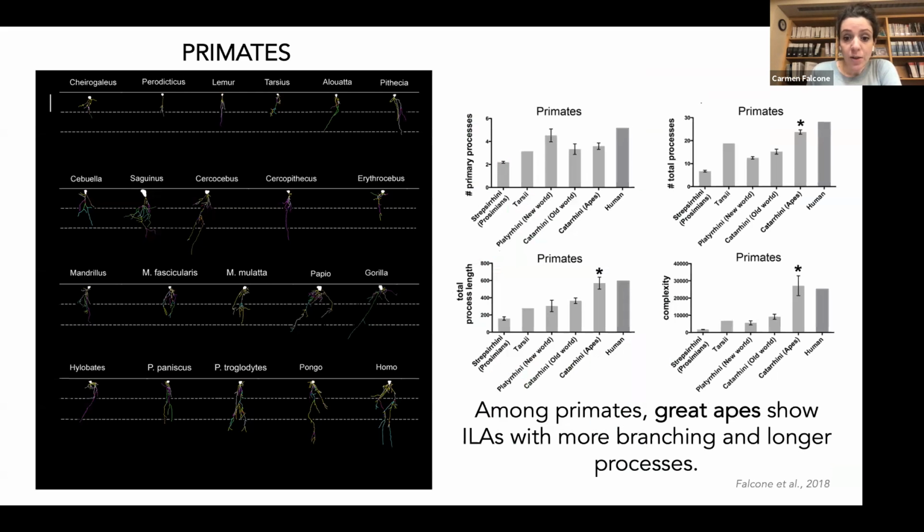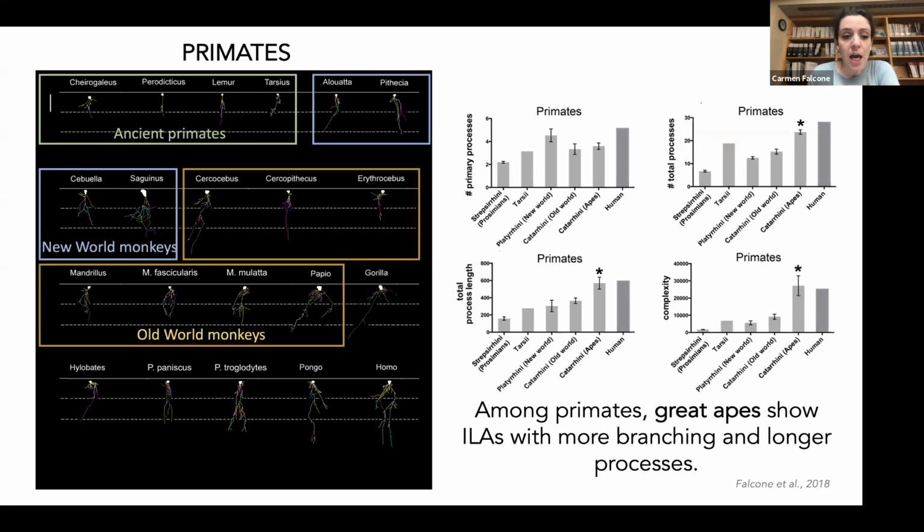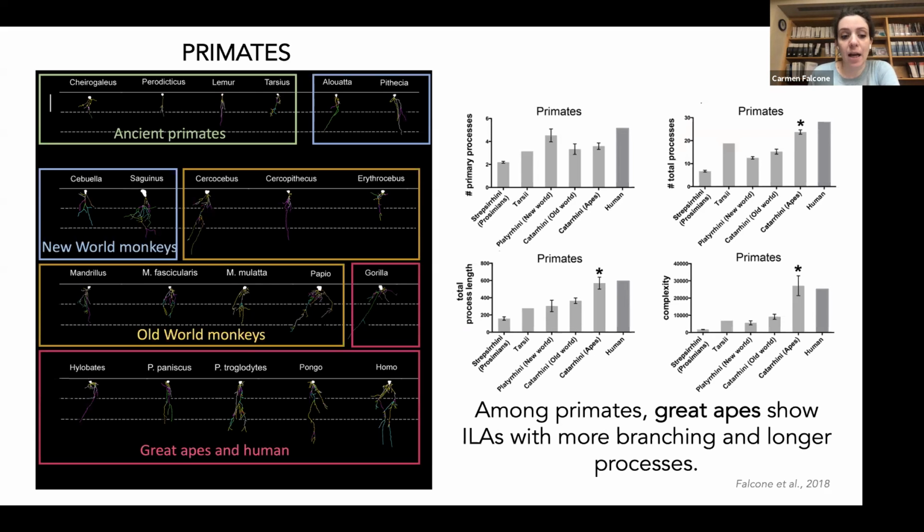So when we look at that, we saw that among primates, the great apes show the interlaminar astrocytes with more branching and longer processes. So as you can see here, these are the ancient primates, very simple, very, very similar to other non-primate orders. And then New World monkeys, we see an increasing morphological complexity, which is not that much different in the Old World monkeys, but then it becomes very much complex in the great apes and human.